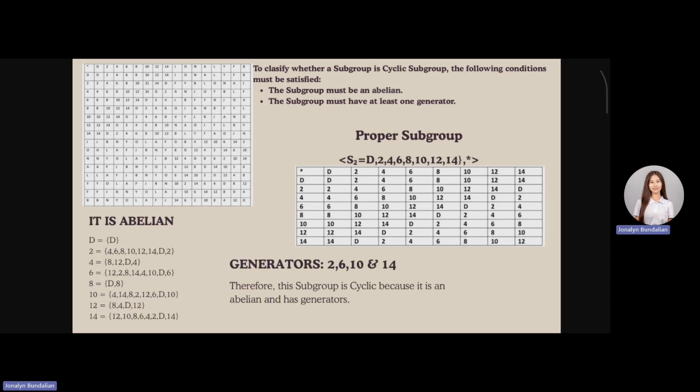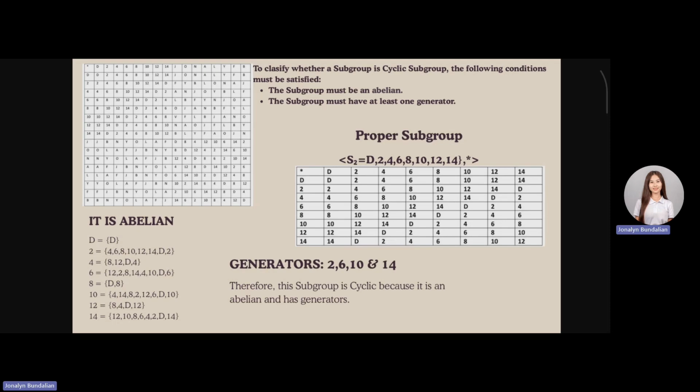2, 4 is equal to 8, 12, D, 4. 6 is equal to 12, 2, 8, 14, 4, D, 10, 6. 8 is equal to D, 8. 10 is equal to 4, 14, 8, 2, 12, 6, D, 10. 12 is equal to 8, 4, D, 12. And 14 is equal to 12, 10, 8, 6, 4, 2, D, 14.